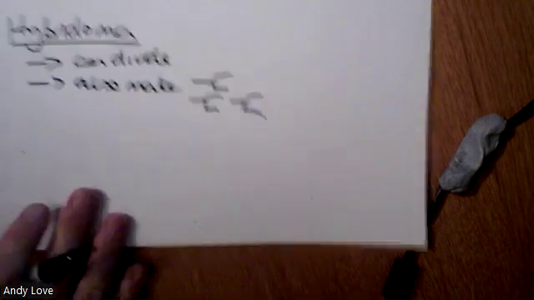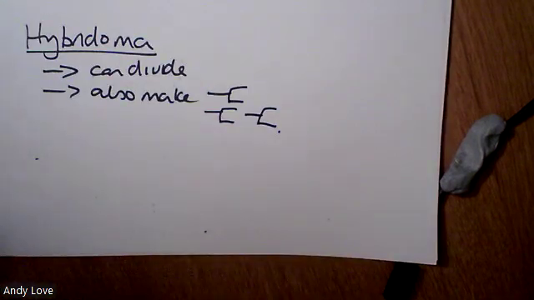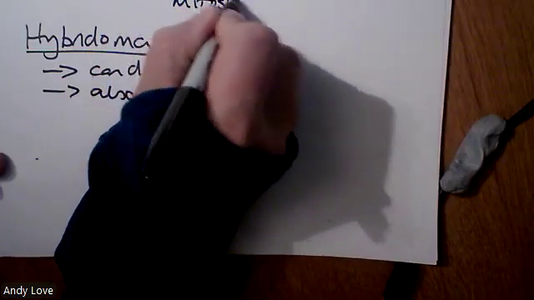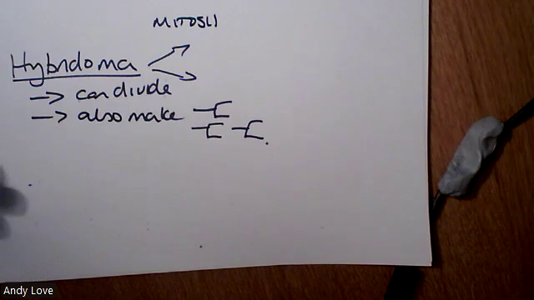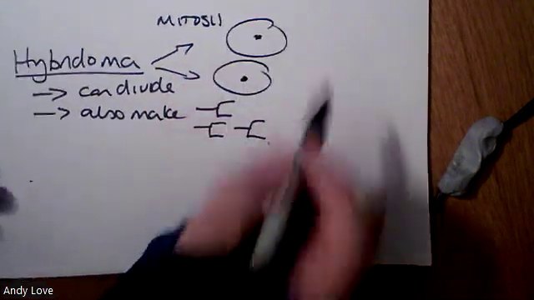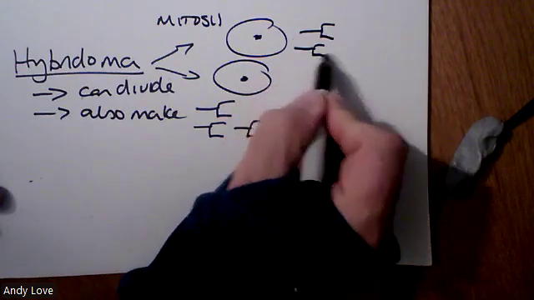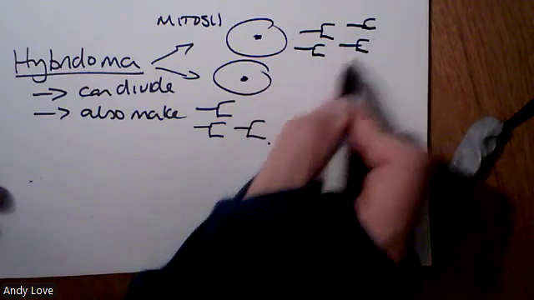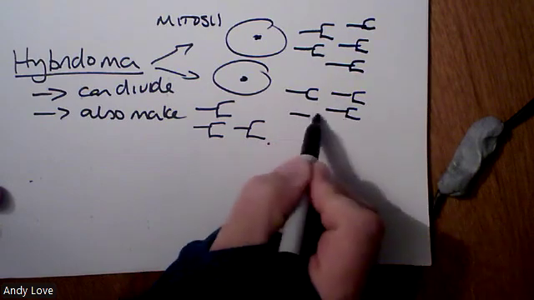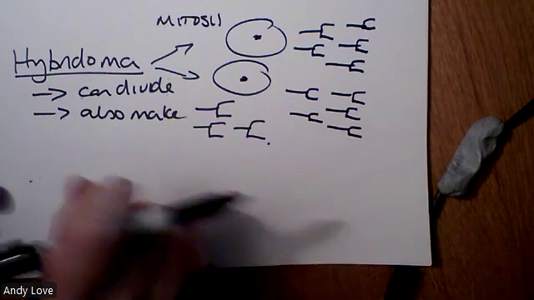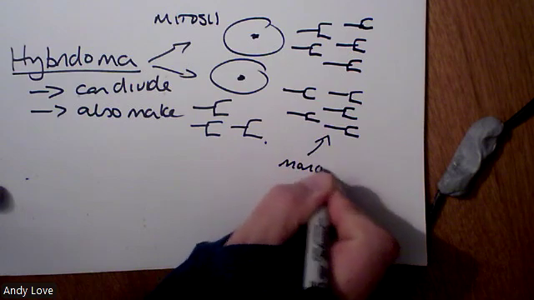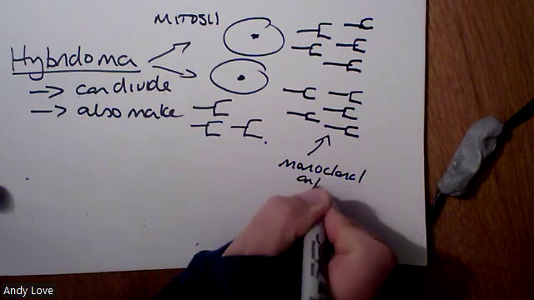So a hybridoma is brilliant. Okay. So you let the hybridoma divide by mitosis, and you get lots of hybridoma cells. And those hybridoma cells will make lots of antibodies that are exactly the same shape and size. Can you see? They're all exactly the same. And these are your monoclonal antibodies. Okay.